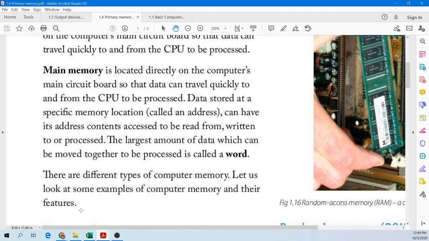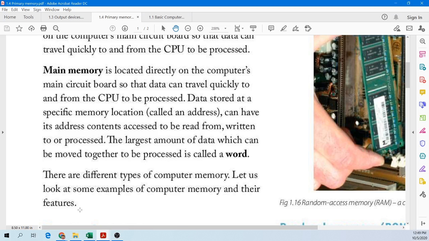Main memory is located directly on the computer's main circuit board, so that data can travel quickly to and from the CPU to be processed. Data stored at a specific memory location called an address can have its contents accessed to be read from, written to, or processed. The largest amount of data which can be moved together to be processed is called a word. There are different types of computer memory. Let us look at some examples of computer memory and their features.